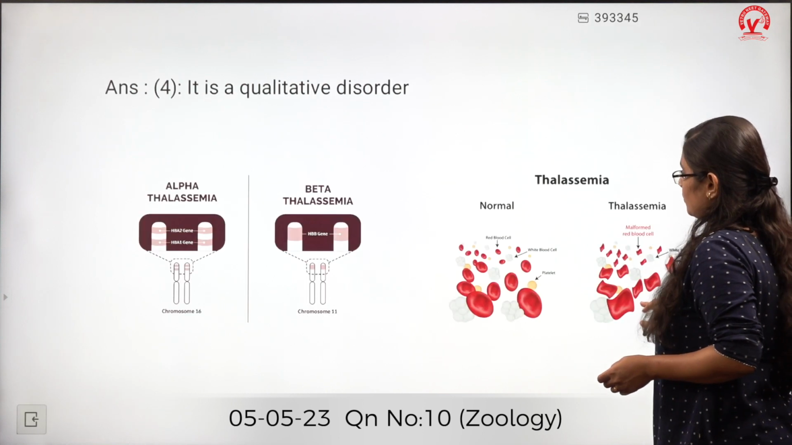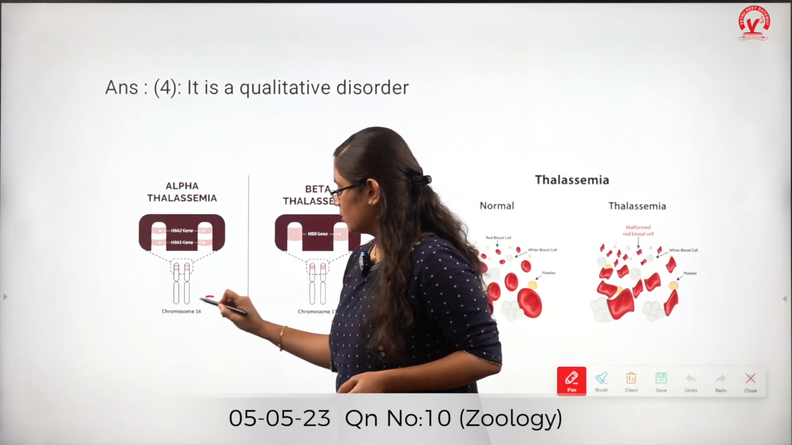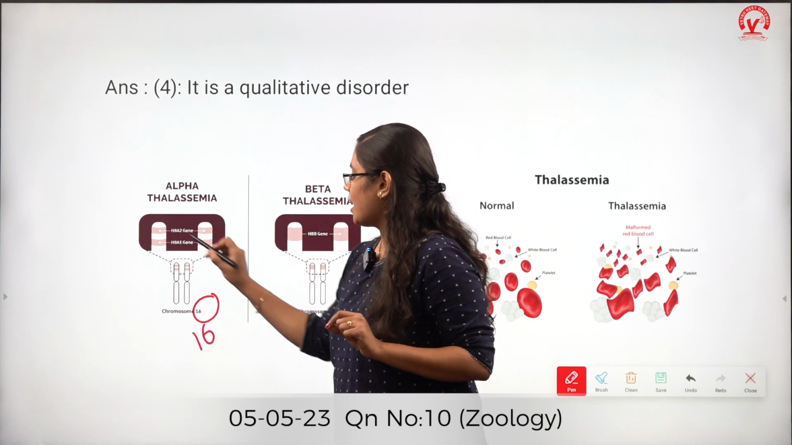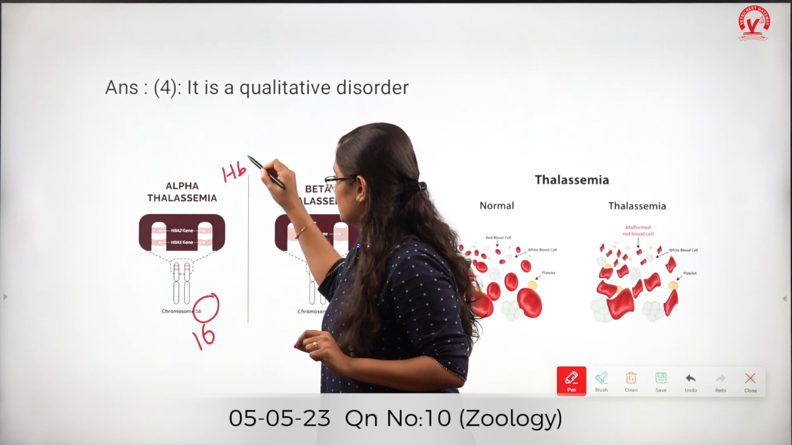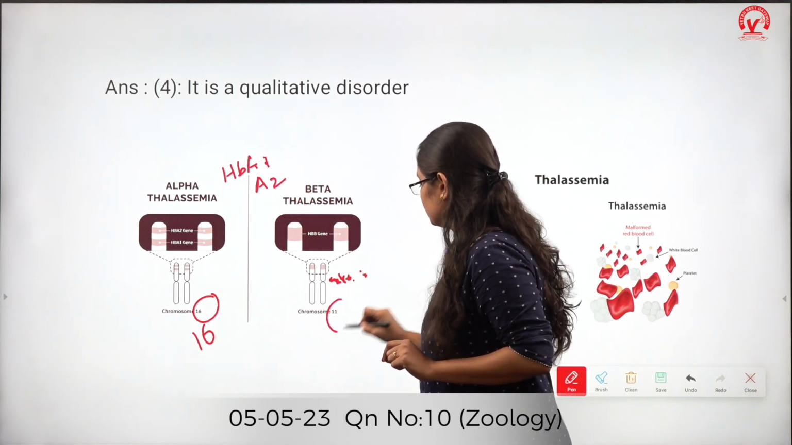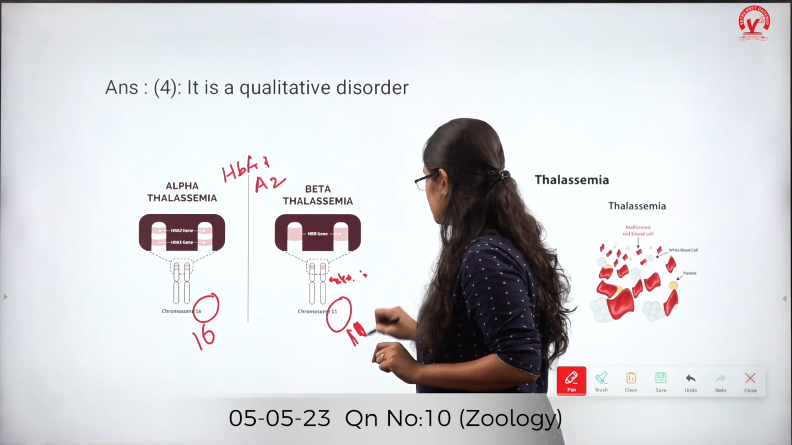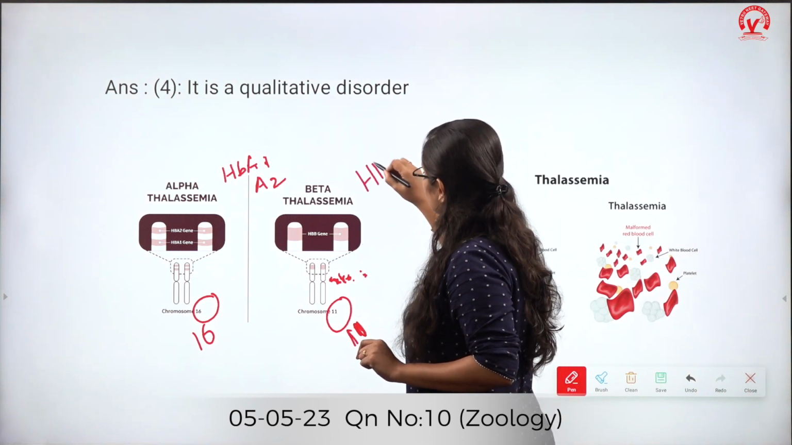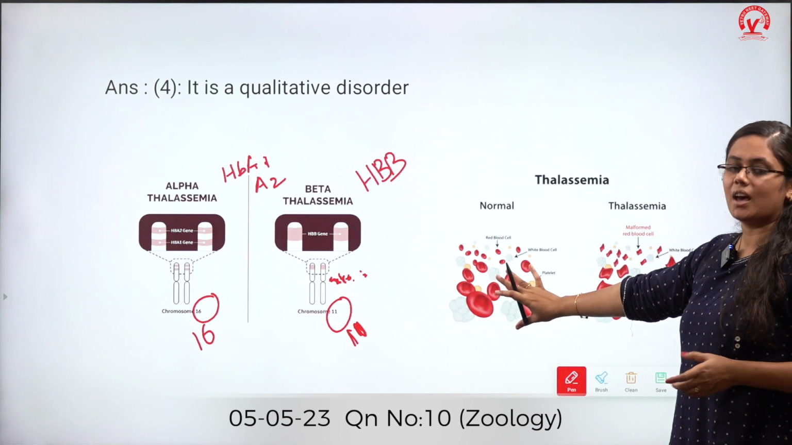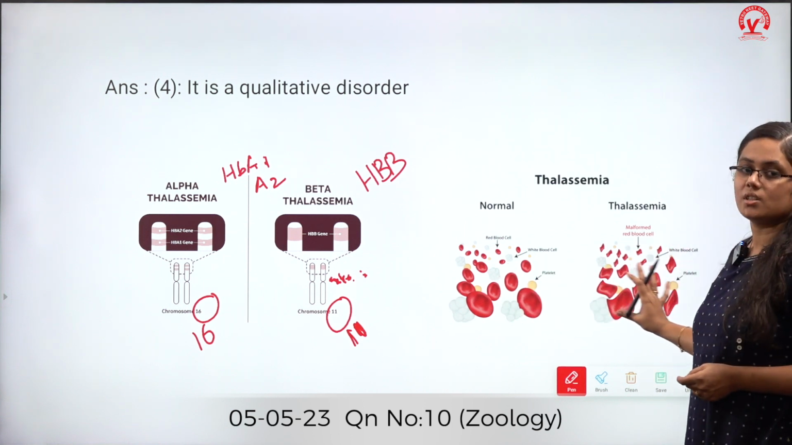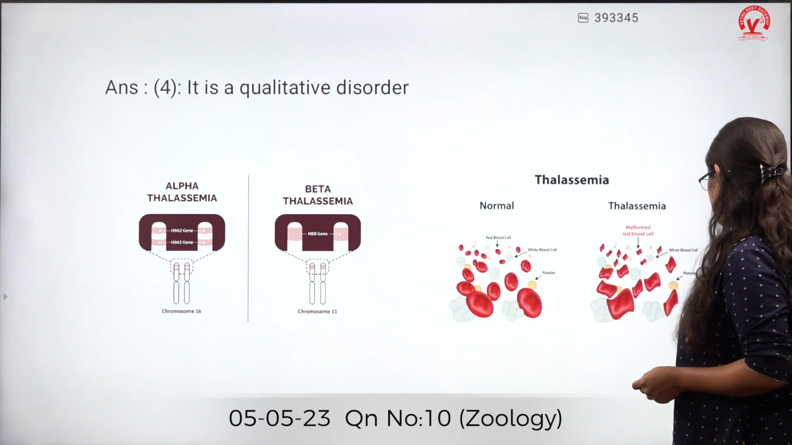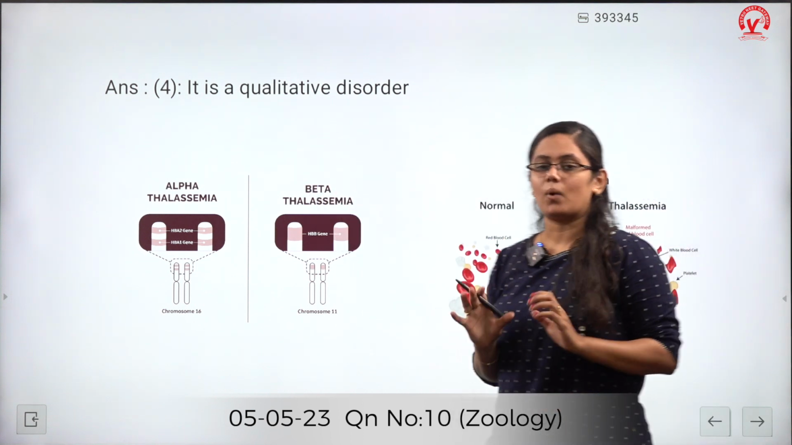So, here we can see, in alpha thalassemia, chromosome number 16 is affected. So, the mutation occurs in chromosome number 16 and the genes are HBA1 and HBA2. Whereas in beta thalassemia, chromosome number 11, okay, the mutation occurs in chromosome number 11 and the gene is HBB, okay. And here these are normal RBCs, whereas in thalassemia due to the mutation abnormal RBCs will be produced. So, for this question the answer will be option number 4, it is a qualitative disorder.